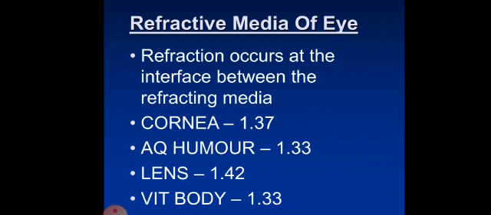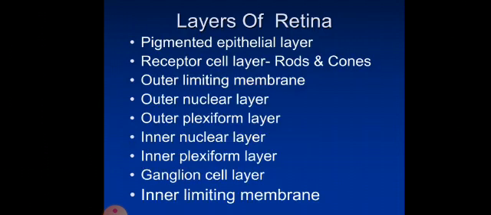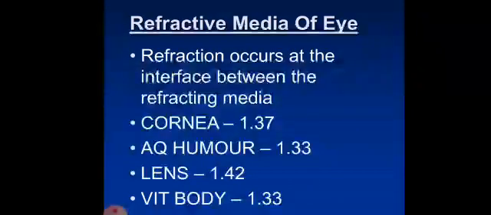So this slide talks about the refractive media of the eye. Refraction occurs at the interface between the refractive media. Cornea has a refractive index of 1.37, aqueous humor 1.33, lens 1.42, vitreous body 1.33. Now this particular figure, this data, we'll be doing in detail when I talk about refraction and how the image is formed. You will have a better understanding of the concept of refraction, which occurs at the interface between the refractive media as the incident light passes through the different structures of your eye before it touches the retina.